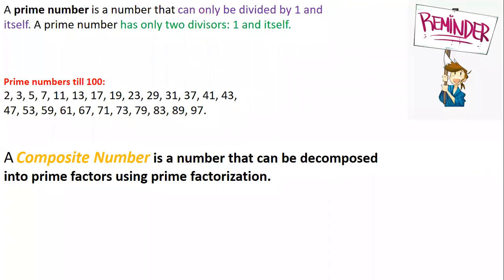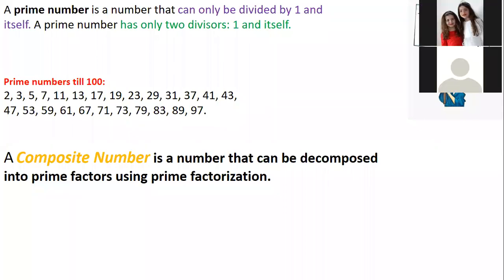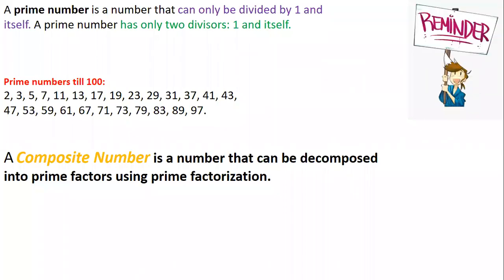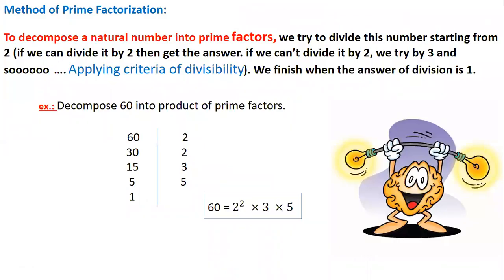Finally, prime numbers are the numbers that have only two divisors, one and themselves. We should always memorize the first 5 prime numbers. They are very important because we always need them. 2, 3, 5, 7, 11. Please memorize these 5 numbers because we always use them, especially in prime factorization that I want to talk about now.